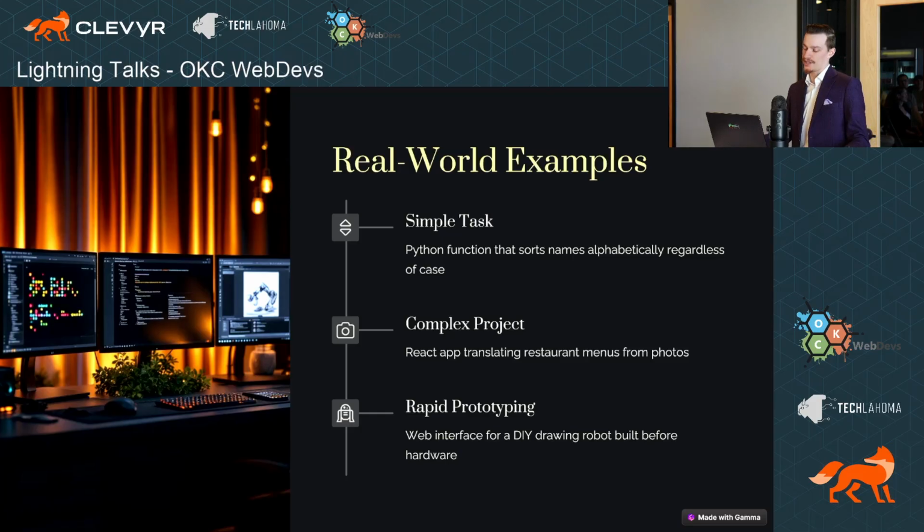AI is really good at doing these simple tasks. Then you can also do complex projects. For example, a React app translating restaurant menus from photos. This is a more overarching product. It's going to have multiple simple tasks in it. AI is still pretty good at building this out. Now it's going to take a lot longer, a lot more prompts, and you're going to have to check it a lot more. But AI can build this. And this is actually closer to the demo that I created. It's more of a complex project, not just a simple app.